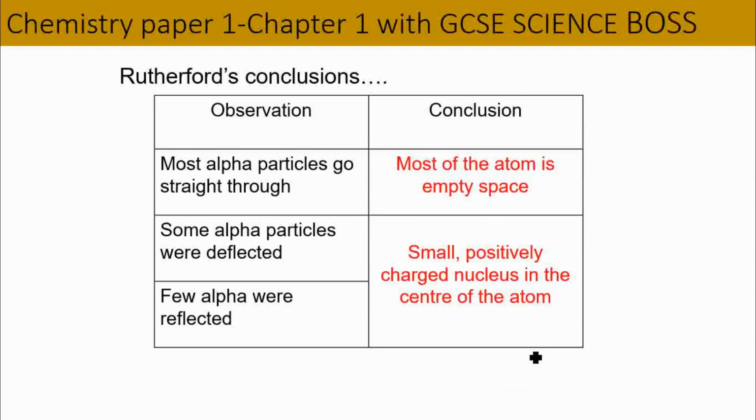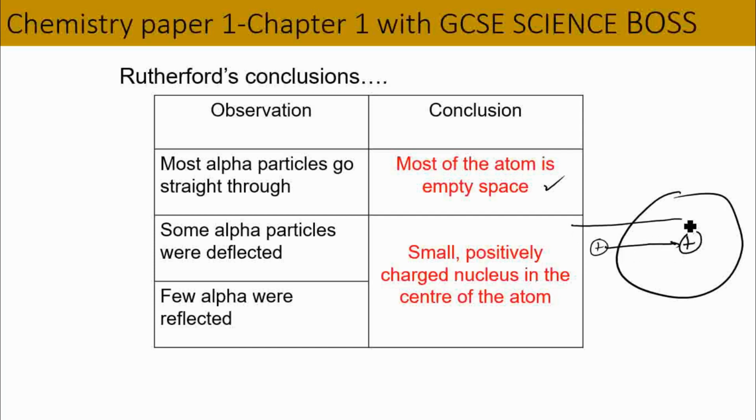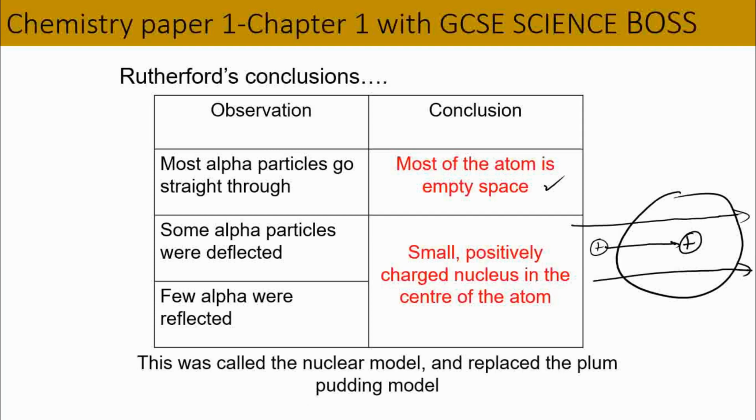Now, the conclusions are, because most of the alpha particles went through, most of the atom must have been empty space. Also, some of them deflected, or few of them were reflected. It means, therefore, that the nucleus, that small bit, must have been positive. So it must have only happened when this was happening there. But the majority of the alpha particles were going through. So you need to know about that, okay? Good. And this was now called the nuclear model, which replaced the plum pudding model.